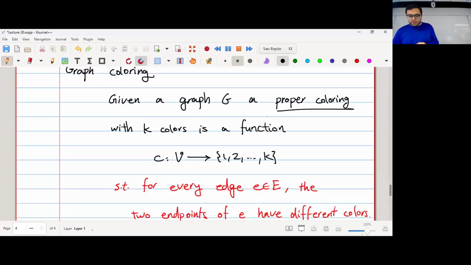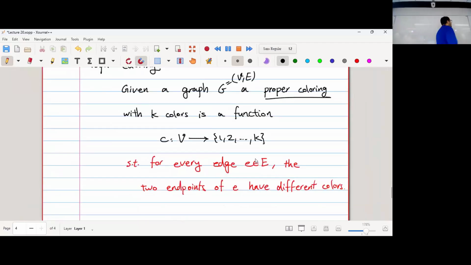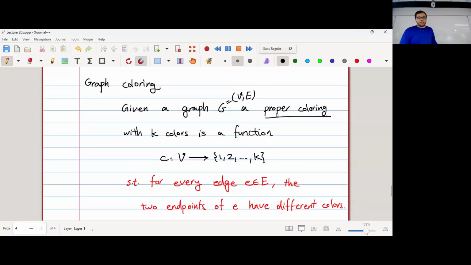My graph was with vertex set V and edge set E. As you see in this definition, it doesn't really matter if I have a directed or undirected graph, because at the end of the day, I'm saying the two endpoints of every edge should have different colors. It doesn't matter if the edge is going in this direction or that direction. In this course, I often just say coloring, and what I mean is proper coloring. I don't want to keep repeating the word proper. So whenever I say, for example, a 5-coloring, I mean a proper coloring with 5 colors.